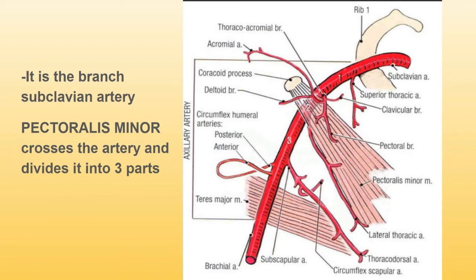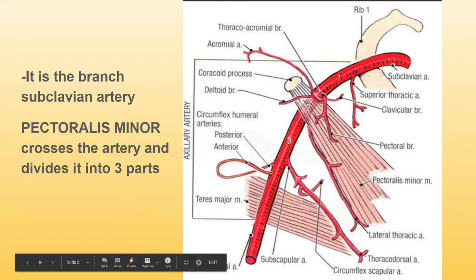Now this axillary artery actually begins at the outer border of the first rib, continues downwards, and ends at the lower border of the teres major muscle. After that, it will continue as the brachial artery. After passing the lower border of the teres major muscle, it continues as the brachial artery.